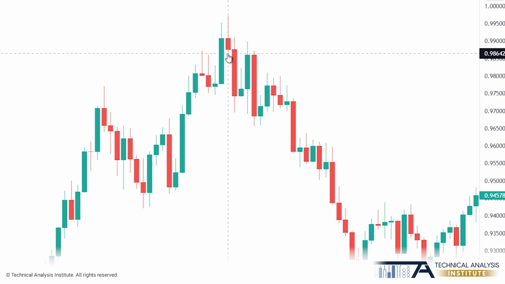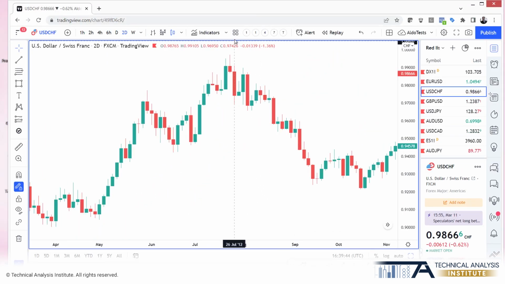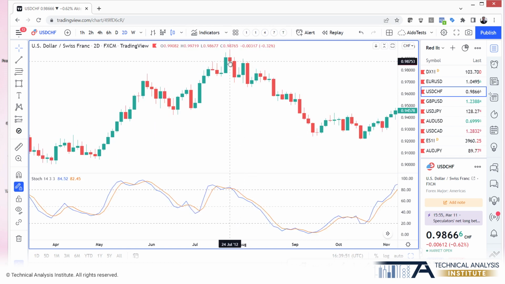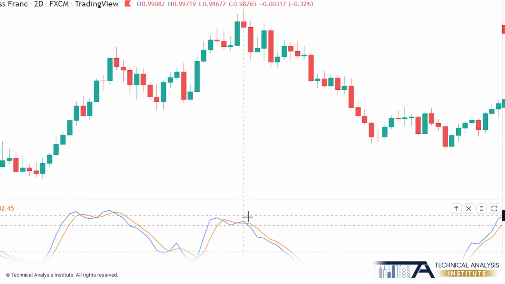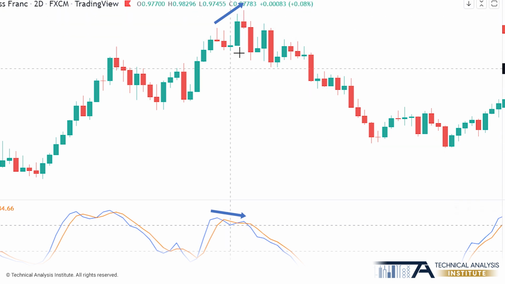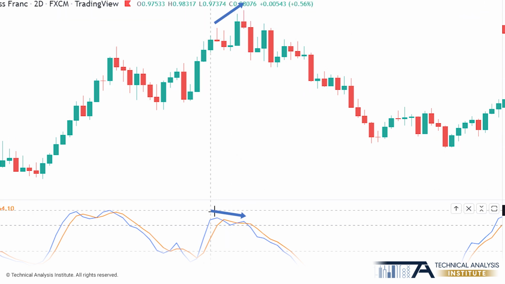Right? So, obviously, the signal becomes correct when we have the stochastic combination. Right here, for instance, we can see how the signal was accompanied by a crossing of the stochastic as well as divergence, because this high here was lower than this high here, and you can see the stochastic here did not confirm the higher price here. The stochastic was moving lower, and thereafter not only the stochastic lines crossed, but they crossed the 20 reference line as well.